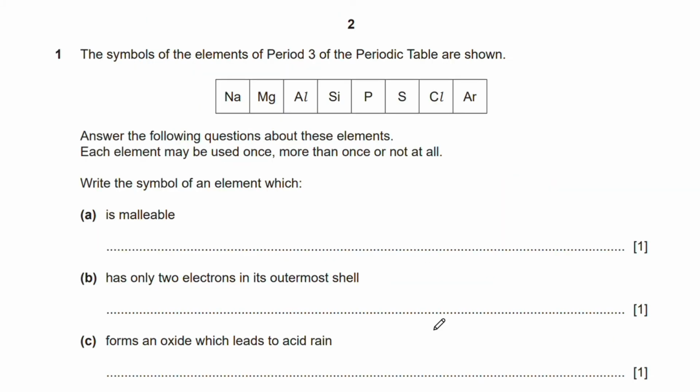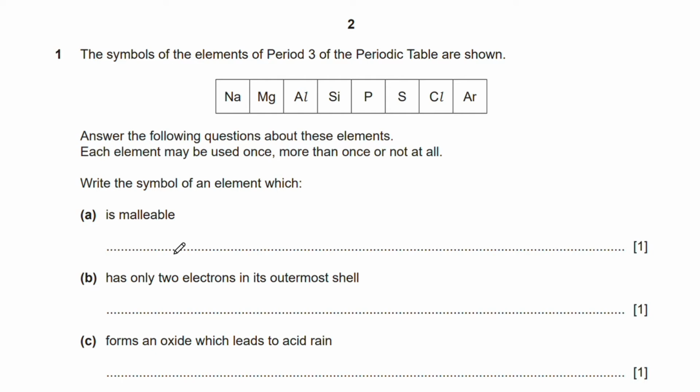Now, the first question: the symbols of elements of period 3 of the periodic table are shown. So this is period 3 of elements. Answer the following questions about these elements. Each element may be used once, more than once, or not at all. Okay. Write the symbol of the element which is malleable.